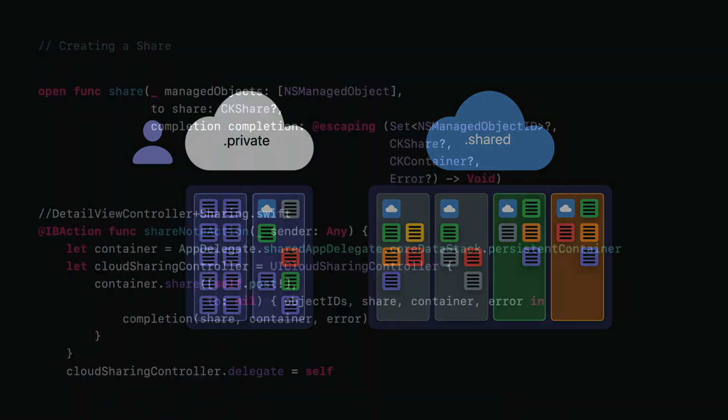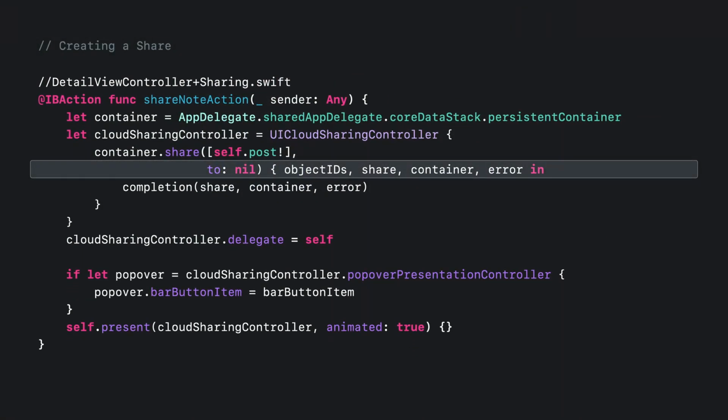So, how does NSPersistentCloudKitContainer know where to keep your records? In many cases, it can infer where records belong based on the relationship they have to other objects. But you can also tell share managed objects' share completion to store objects in a specific shared zone by passing it a non-nil CKShare. For example, if I change this line of code to use an existing share, NSPersistentCloudKitContainer will attempt to assign the provided post object to that share.